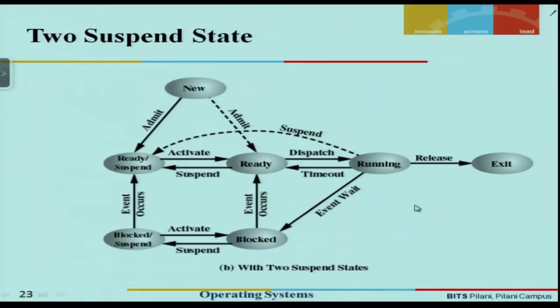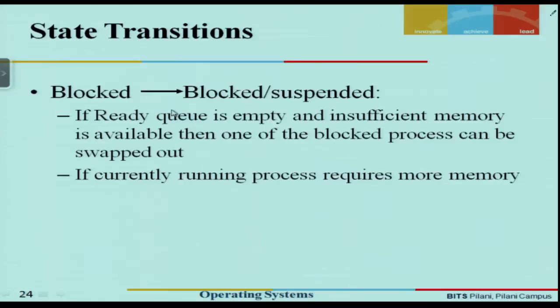So let us see what the various valid transitions are which are possible here. We can clearly see that a ready process can move to running, running to blocked, blocked to blocked suspended, or blocked suspended to blocked. So we can see what the possible state transitions are. Here we try to describe under what conditions what transitions would occur.